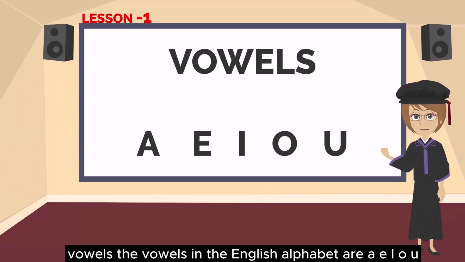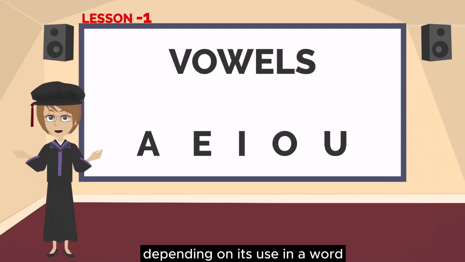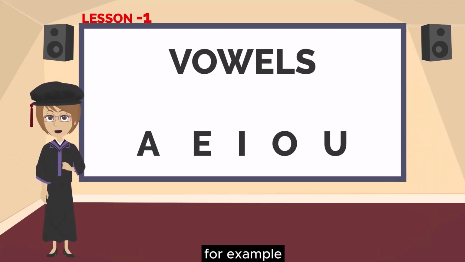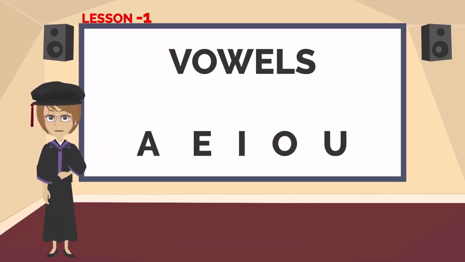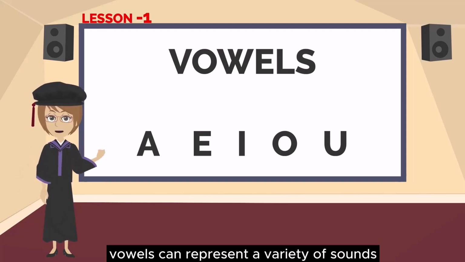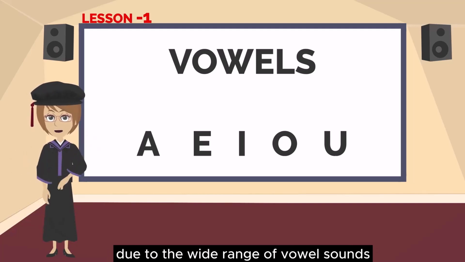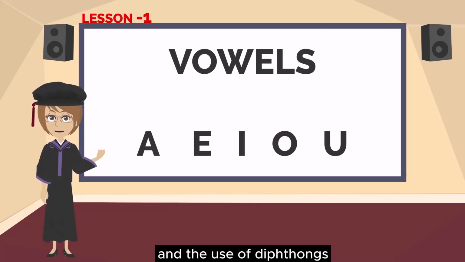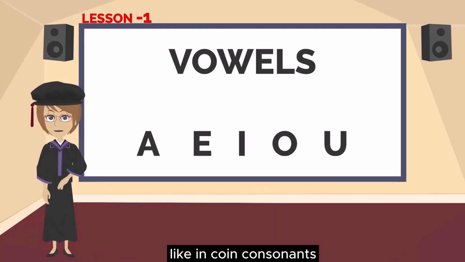Vowels. The vowels in the English alphabet are A, E, I, O, U. Sometimes, Y is also considered a vowel, depending on its use in a word. For example, in the word myth, Y serves as a vowel, but in yellow, it's a consonant. Vowels can represent a variety of sounds, and in English, they can be particularly complex due to the wide range of vowel sounds and the use of diphthongs, when two vowel sounds are connected in one syllable, like in coin.